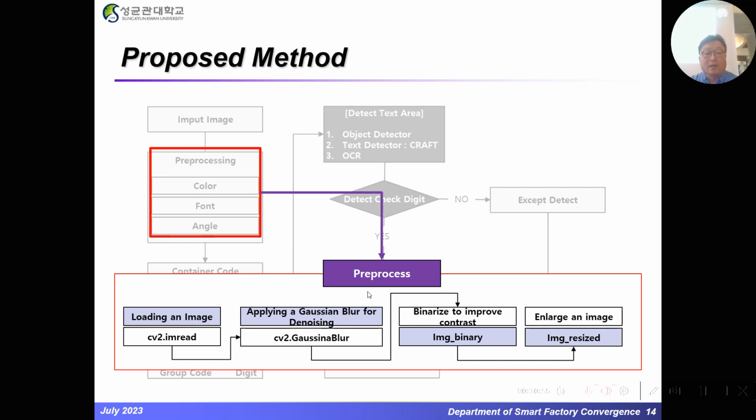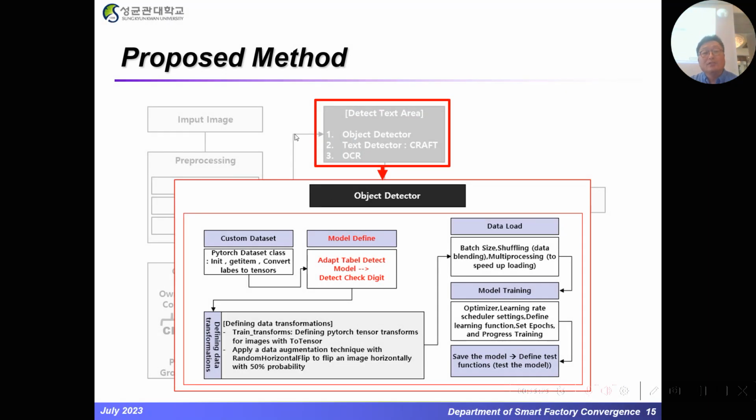It includes loading an image and applying a Gaussian blur for denoising. Then we binarize to improve the contrast, and then enlarge the images. That is the pre-processing stage. Next is detecting text areas, where we use a custom data set from the industry sector. Then we define the model.